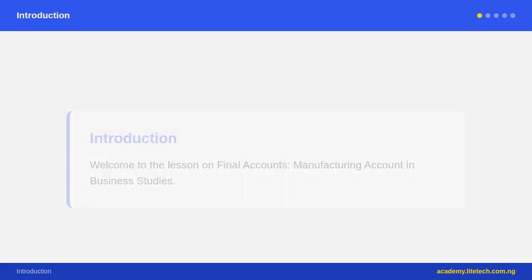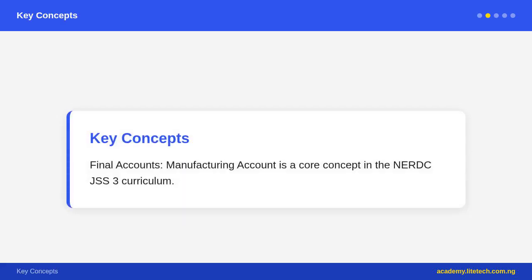Components of a manufacturing account. 1. Direct cost, prime cost. Direct materials, raw materials directly used in production. Example, cotton used to make shirts. Direct labor, wages paid to workers who directly make the product. Prime cost equals direct materials plus direct labor.